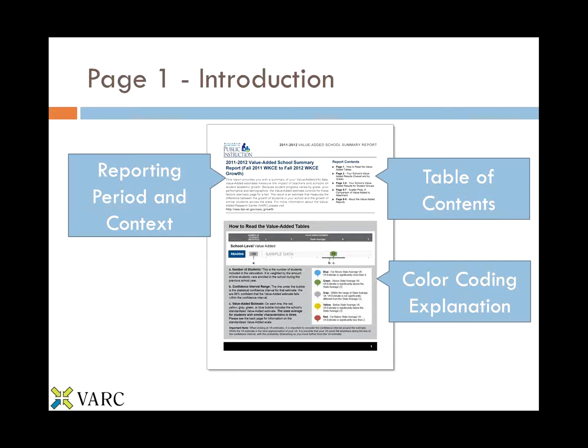So our first page on our PDF reports is our introduction page. This one has some of the background information about what is included in this report and a little bit about how to understand the color coding. We've got some report context that talks about how it's the WKCE that we're measuring here. New this year on this first page, for clarification's sake, we have listed fall 2011 WKCE to fall 2012 WKCE. That was some good feedback we got from DPI about how we can better explain to people what time period we're talking about when we label this 11-12 report.